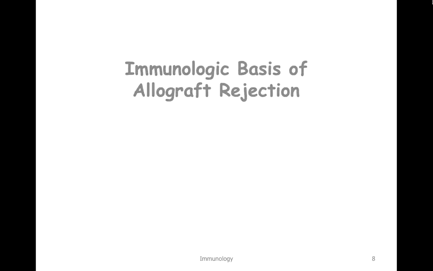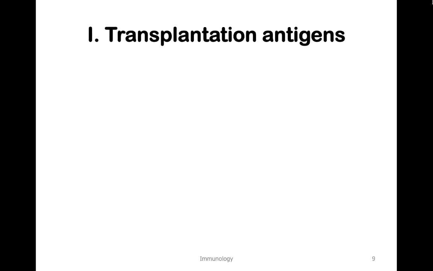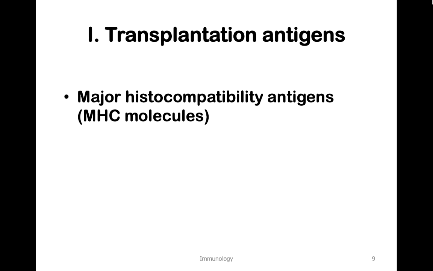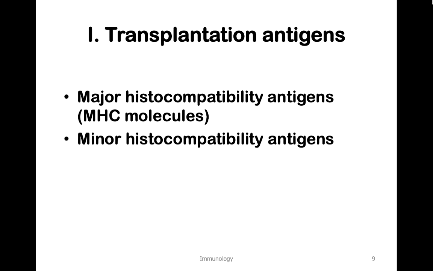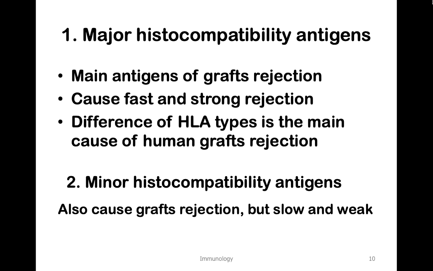Okay, so if we talk about immunologic basis, then transplantation antigens, the major histocompatibility molecules or MHC molecules are the major players in this. That is, they are responsible for majority of the rejection mechanisms, and then we have minor histocompatibility antigens, and there are certain other alloantigens such as blood group antigens which are responsible for this. So major histocompatibility antigens, they are the main antigens of graft rejection. They cause fast and strong rejection, and there is difference of HLA types in the individuals, as you already know.